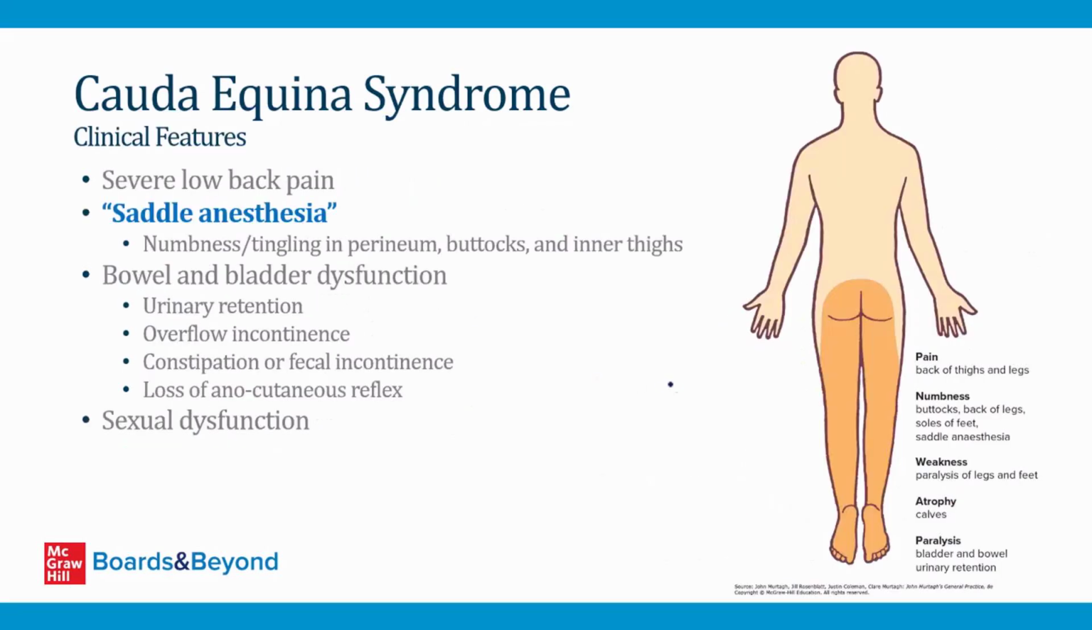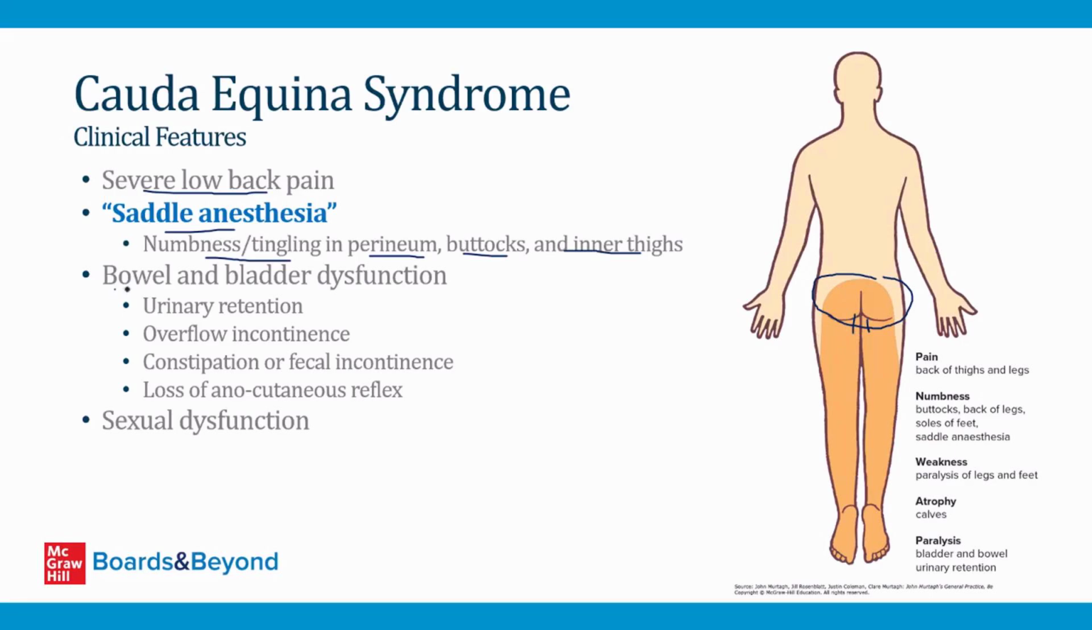So when a patient gets the cauda equina syndrome, first of all, they usually present with severe low back pain. This just indicates the region where there's inflammation at the level of the lesion. Second classic finding is saddle anesthesia. This refers to numbness and tingling in the perineum, the buttocks, and the inner thighs. It's this whole region shown right here, including the inner thighs. That's called saddle anesthesia. It's the regions of skin that would sit over a saddle.